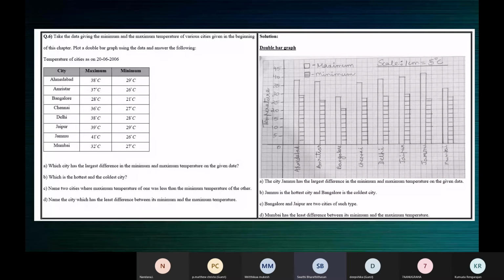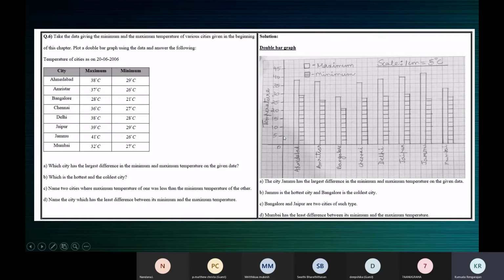What is the least temperature? Ma'am, is it 21 degrees Celsius? Yes, 21 degrees Celsius is the least temperature. And the maximum temperature? 41 degrees Celsius, ma'am, in Jammu. So you can imagine the highest value we have is 41. I hope we understand a scale of 5.